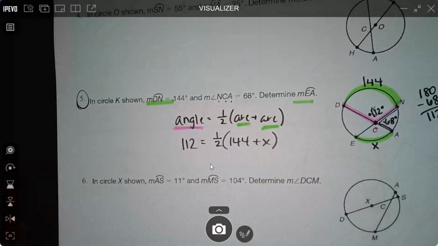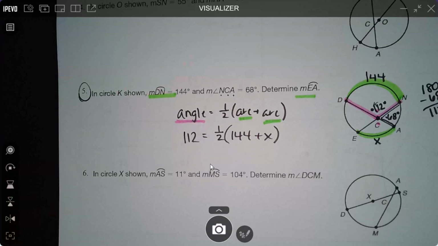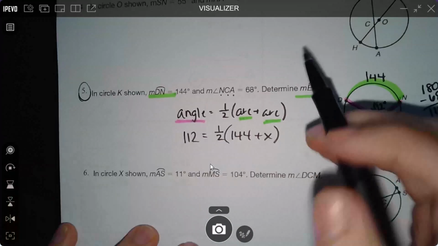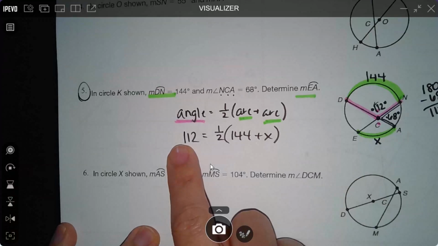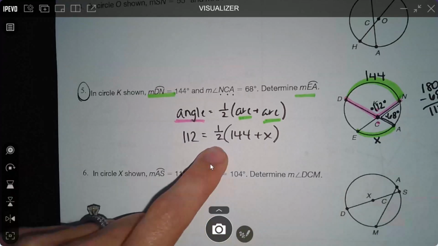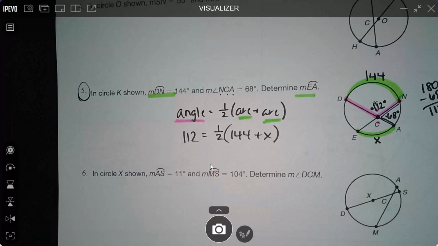Or X plus 144. That doesn't matter because you're adding, okay? When you're solving this, you can use Desmos, okay? If you know how to solve with Desmos, do it. Or you can do the algebra. So here would be my suggestion.